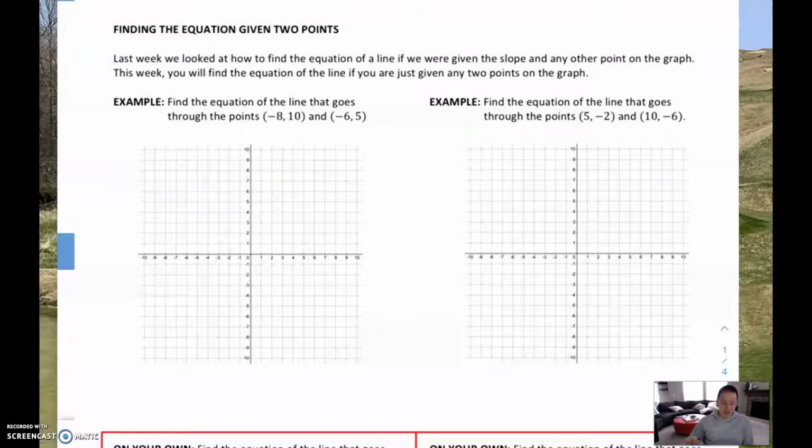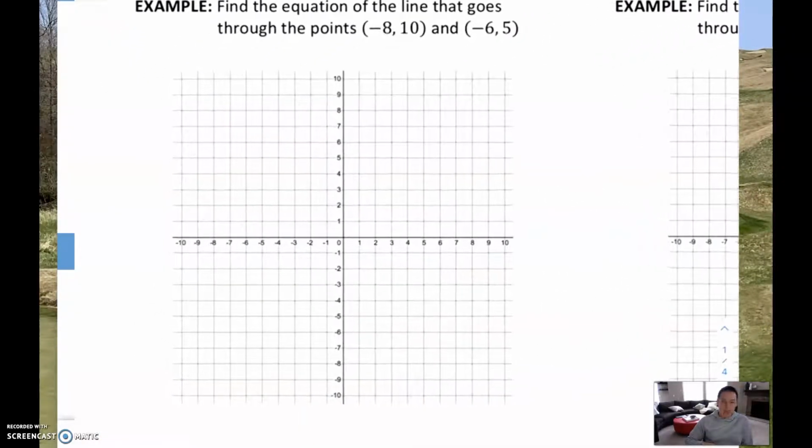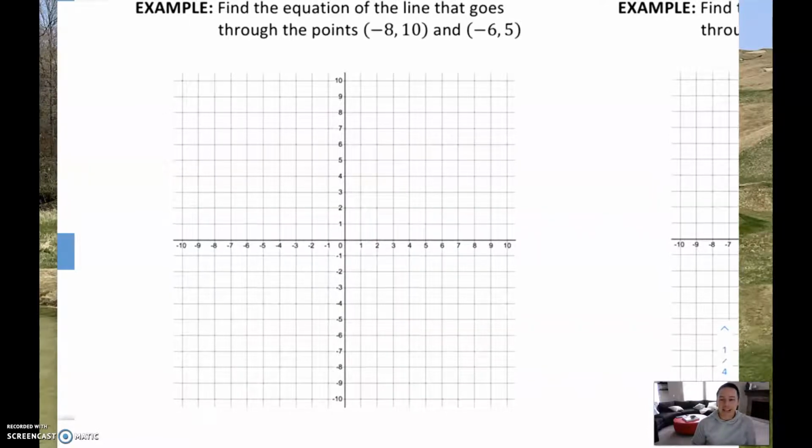First example says to find the equation of the line that goes through the points -8, 10 and -6, 5. Let's start by graphing those. -8, 10 goes -8 in the x direction, 10 in the y direction, and that would be up there. And the point -6, 5 would be backwards by 6, upwards by 5, and that goes there. So now we're going to have a line that goes straight through those two. I'm just going to do a rough sketch of this. It's going to go on forever and ever, kind of like that. Let's be a little more precise about it though.